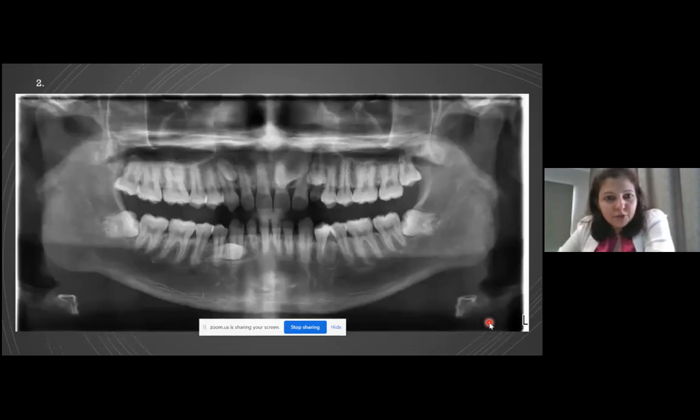Then I will show you number two. Again, interesting. Let me give you a clue. I want you to pay attention to the number of teeth present. So you will notice that there are some interesting findings here.